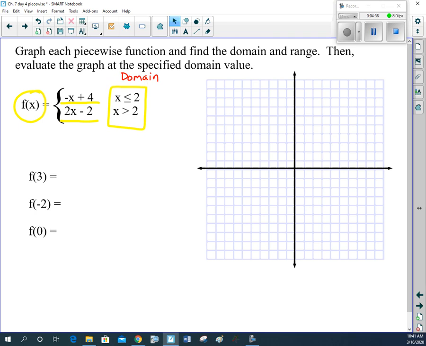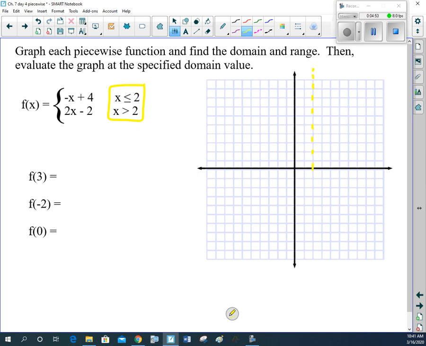All right. First thing I'm going to do is go ahead and put in my boundary line. I'm looking over here at the domain, remember, and I see that 2 is the only number, so I'm going to come over here and draw a dotted line at 2. This is not part of my answer. This is just a tool to help me graph the piecewise function. And now I'm going to do the first line.